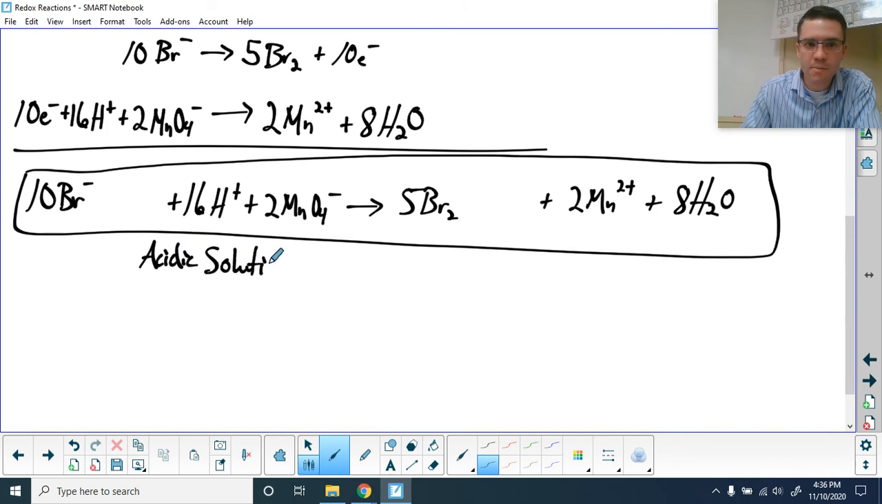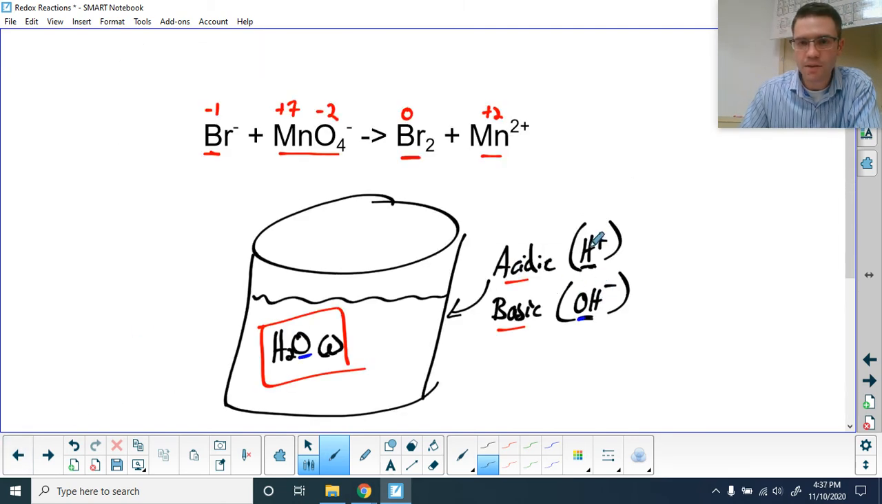If you want to balance this in basic solution, we can't have H pluses. In basic solution, we only have these OH minuses. So these guys aren't floating around because we're in basic solution. So if we want to do this next, how does this balance in basic solution?